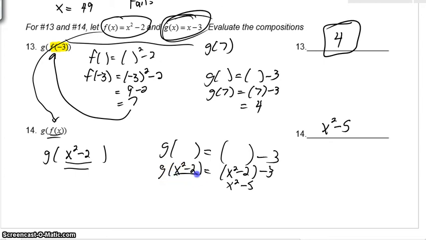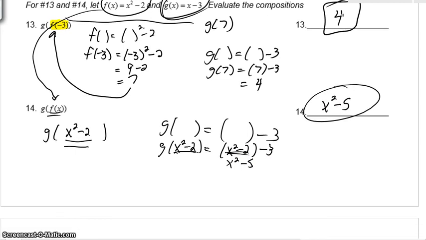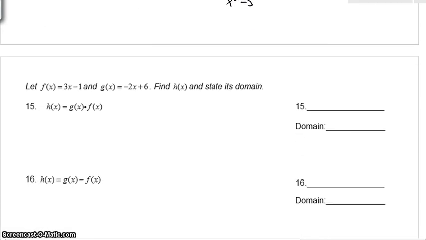So when you plug in x squared minus 2 into these parentheses, you'll see really you just have to combine like terms. Negative 2 minus 3 becomes negative 5. Final answer would be x squared minus 5. Okay, moving on to number 15.